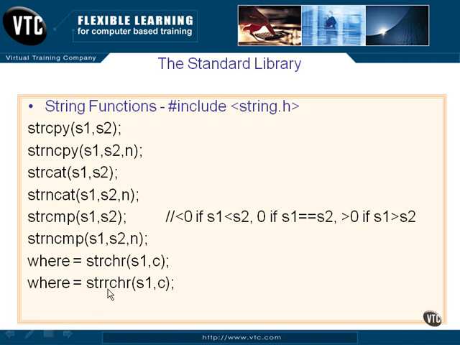String R, CHR, starts at the end of S1 and works its way backward, looking for the character. So we would start here, let's say, if this was our string, and we would look backwards trying to find a letter. And then if we found it, we would return the address.